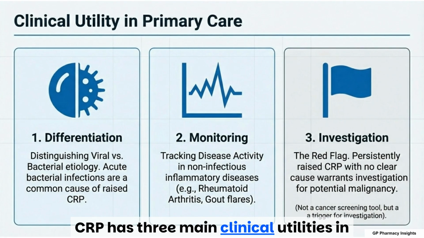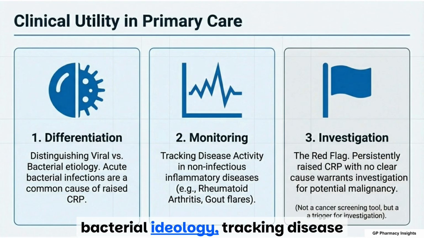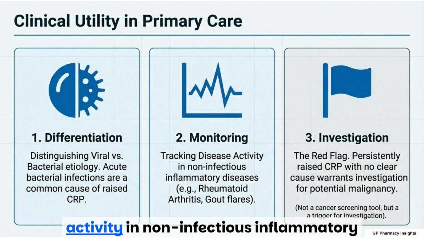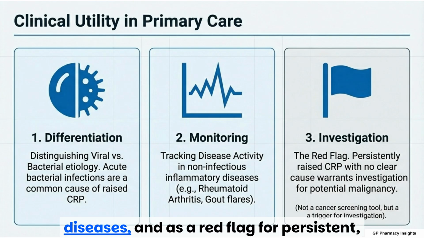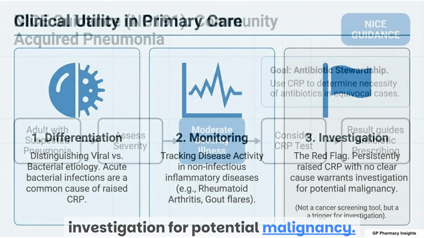CRP has three main clinical utilities in primary care: differentiation between viral and bacterial etiology, tracking disease activity in non-infectious inflammatory diseases, and as a red flag for persistent, unexplained elevation which warrants investigation for potential malignancy.